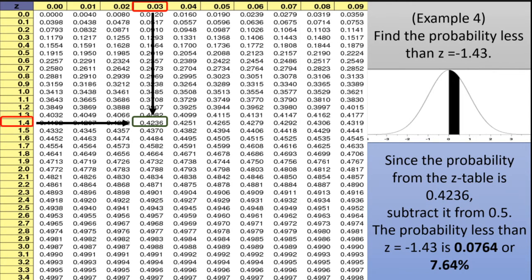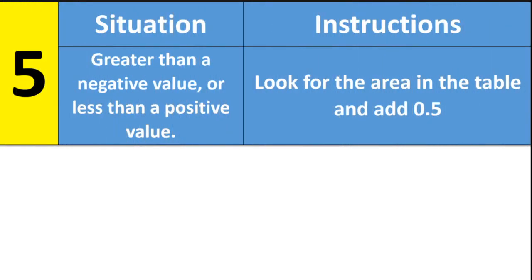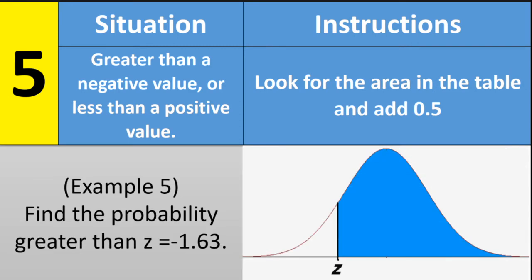And for the last situation, just like the fourth situation, this one has two scenarios. It can be finding the probability of z-values greater than a particular negative value, or finding the probability of z-values less than a particular positive value. But still, the instruction on both scenarios is the same. We need to look for the area of the given value and add 0.5. Let's have an example. Find the probability greater than negative 1.63.